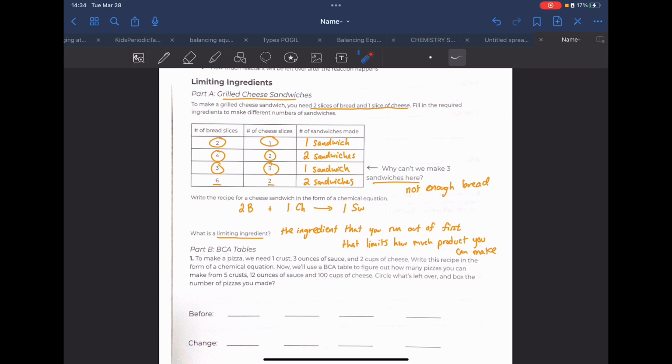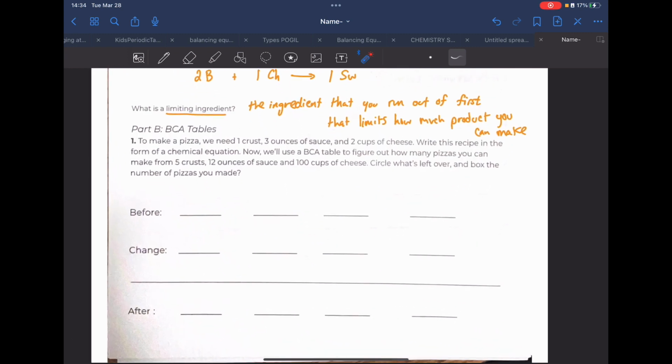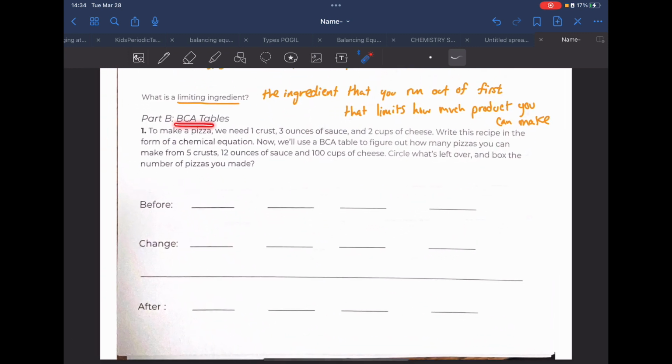And there's bigger numbers, there's more numbers to keep track of. And when we have more numbers and bigger numbers, we need a way to keep track of all that information. And that's where the BCA table comes in. This is a tool that we're going to use to keep track of all of the ingredients, all the reactants, all the products that we have in our recipes or in our chemical equations.